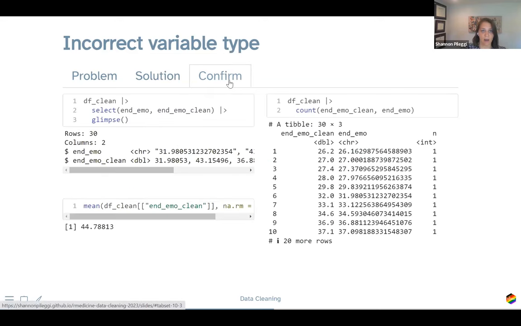So when we look at our confirmation, when we look at end emo versus end emo clean, originally it was character, now it says it's double, which is a type of numeric storage. We are actually able to take the mean of our end emo clean variable because it's now stored as numeric. And we can also, again, count all of the values to confirm to ourselves that the coding was done correctly. And even though you can't see it here, if you were to scroll through all of the values, you would see that not done was coded correctly to NA.